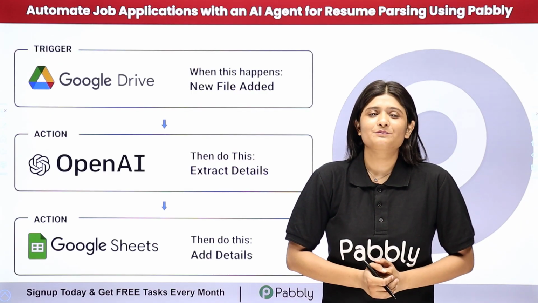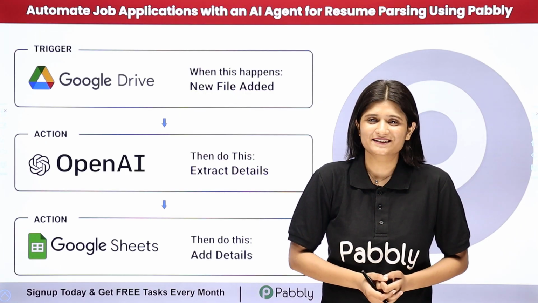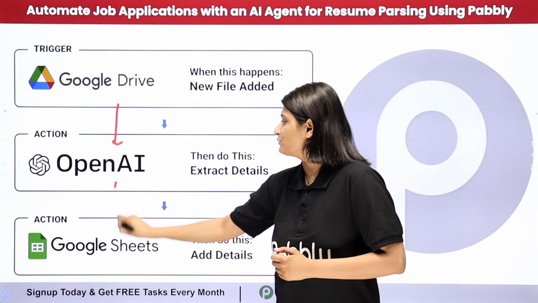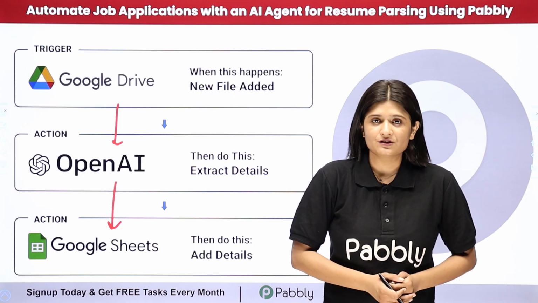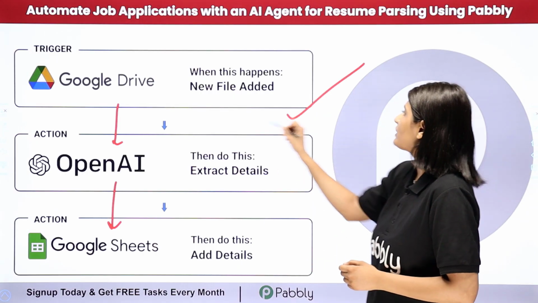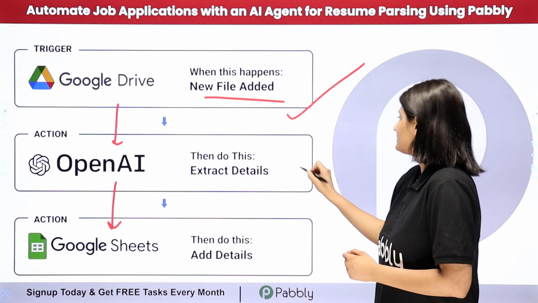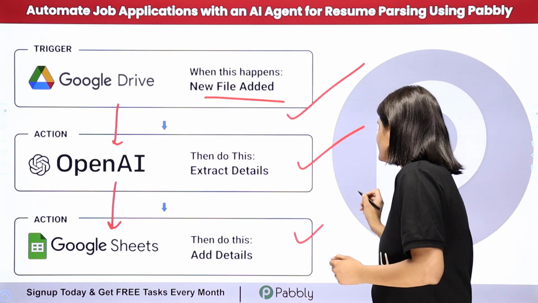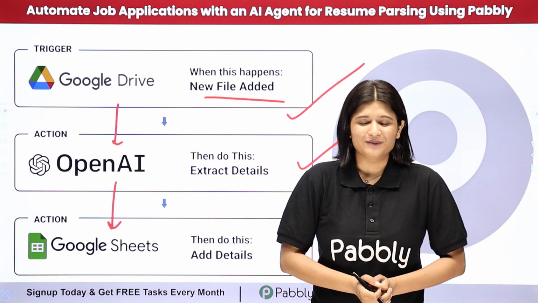Pabbly Connect is an amazing automation and integration software which requires no coding or programming skills. Here I just need to build a connection between Google Drive, OpenAI and Google Sheets. With the help of Pabbly Connect, I'm going to build this connection in such a way that whenever I upload or add a new file in my Google Drive, the details will be automatically extracted with the help of OpenAI, and then these details will be automatically added to my Google Sheets spreadsheet. Now, if you want to learn the step-by-step process, then let me take you all to my screen.